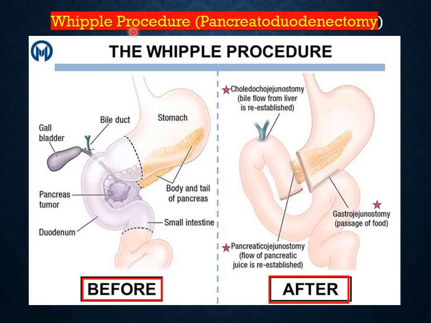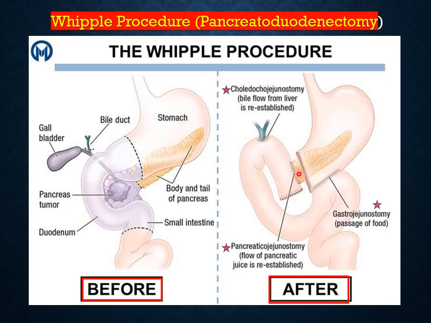This is pancreatoduodenectomy, which is Whipple's procedure. Part of the stomach, the antrum and the pylorus, the whole of the duodenum, all four parts of the duodenum, with the head of the pancreas is removed. And then reconstruction is done by a triple bypass. Choledochojejunostomy: jejunum with the common hepatic duct.